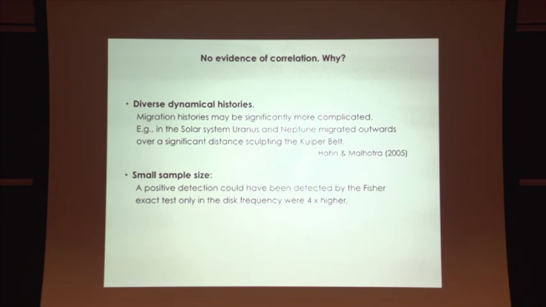Well, we think that it may be because, again, we have diverse dynamical histories, so the migration scenarios may be more complicated than what I just described. Or maybe it's just because of the sample size, because I've cleaned the sample so much to make sure that I don't have biases in there. For example, our Fisher exact test will only detect a correlation in the disk frequency if the disk frequency is 4 times higher in the low mass planet sample compared to the control sample.